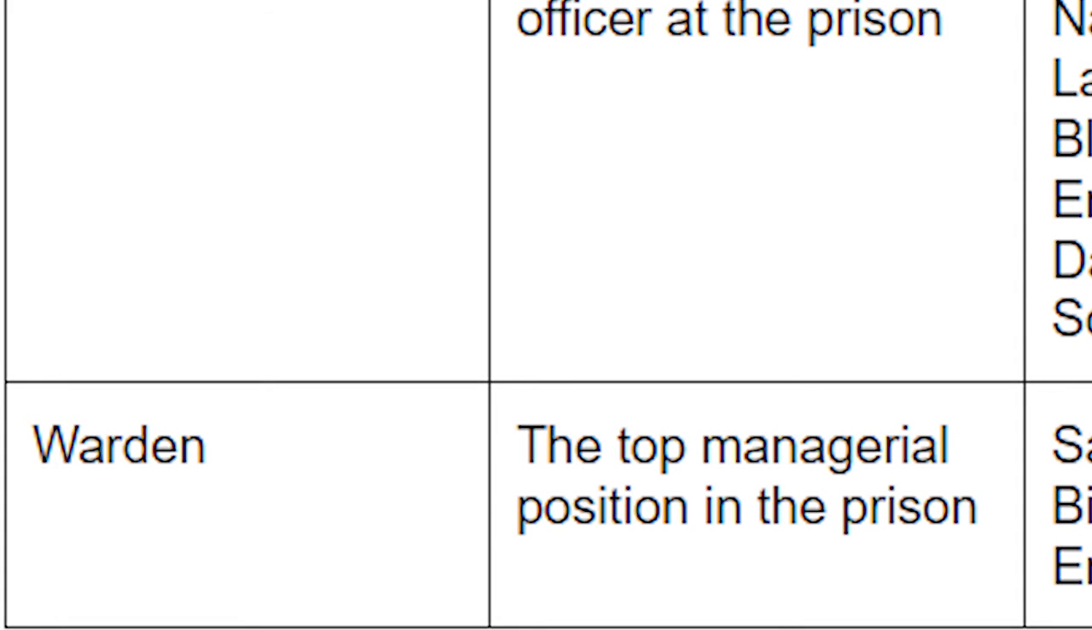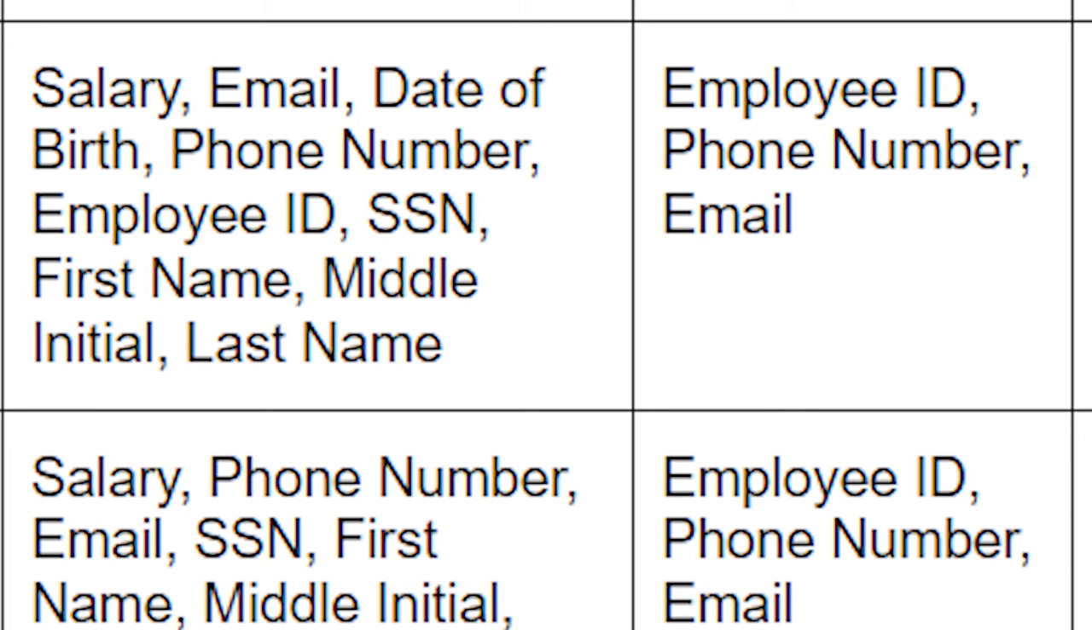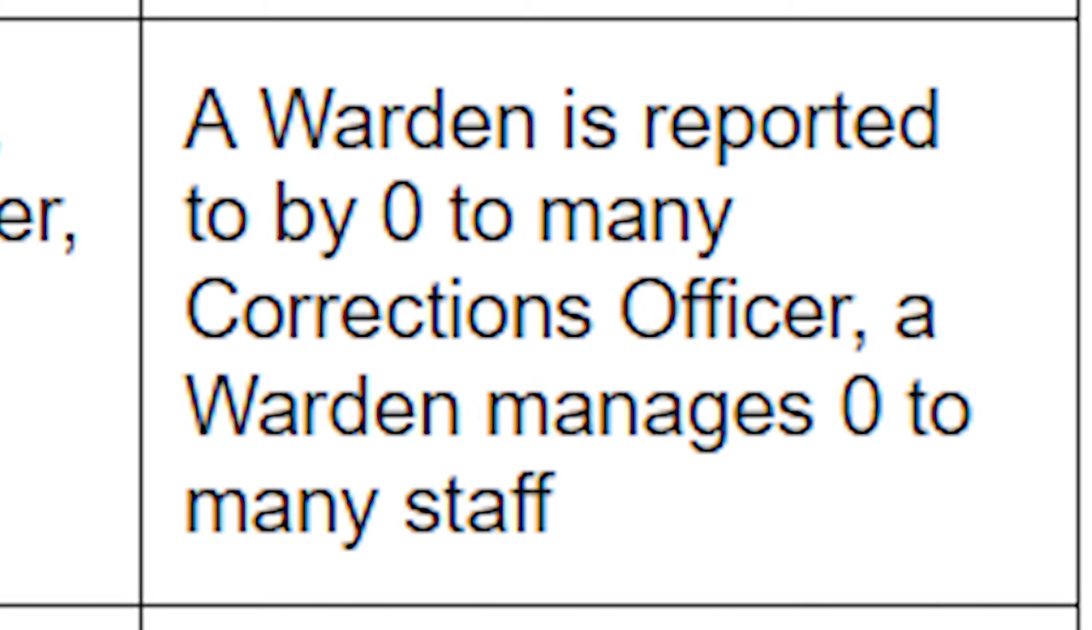The warden is an entity that describes basically the boss or overseer of the entire prison. There's only going to be one of these at any given moment in the prison's lifespan. The attributes include salary, date of birth, phone number, employee ID, social security number, first name, middle initial, and last name. The keys are employee ID and phone number. As for its relationships, the warden is going to receive the reports from 0 to many corrections officers, and the warden is going to manage 0 to many staff.